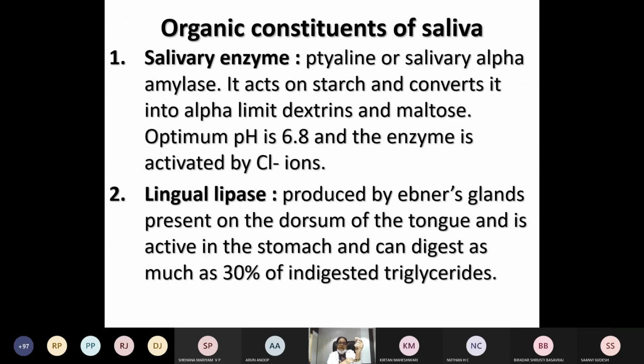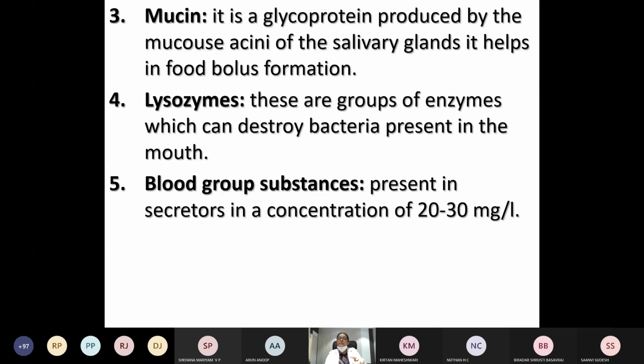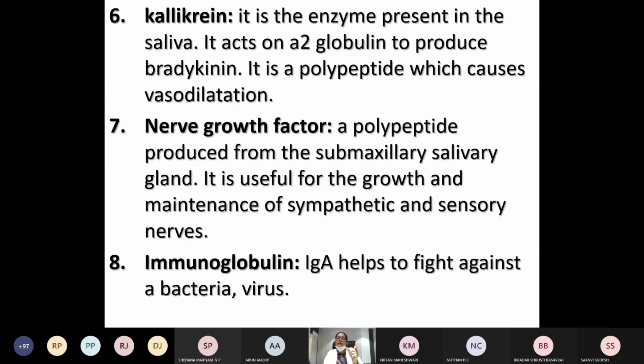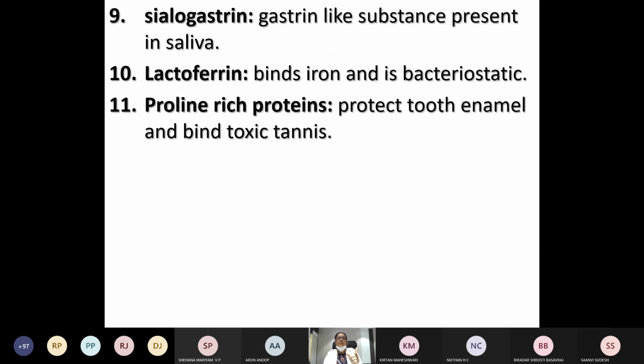So it is divided into inorganic and organic. Inorganic I have already told. Organic constituents of saliva are salivary enzymes. If you mention just subheadings: salivary enzymes, lingual lipase, mucin, lysozymes, blood group substances, kallikrein, nerve growth factor, immunoglobulin, xylogastrin, lactoferrin, proline-rich proteins.